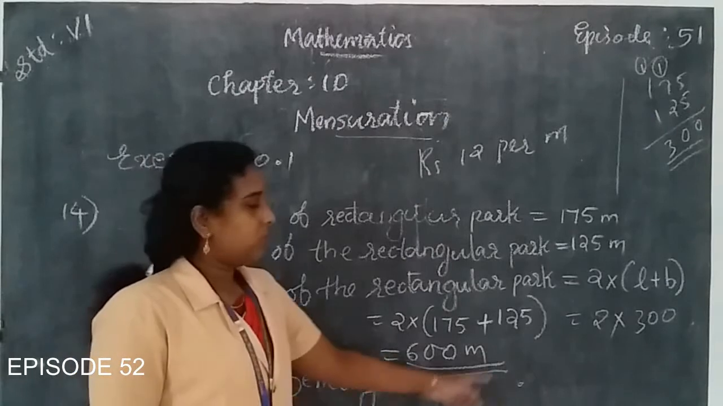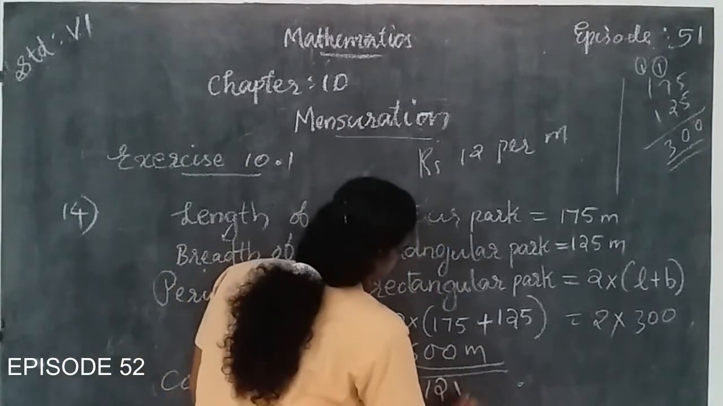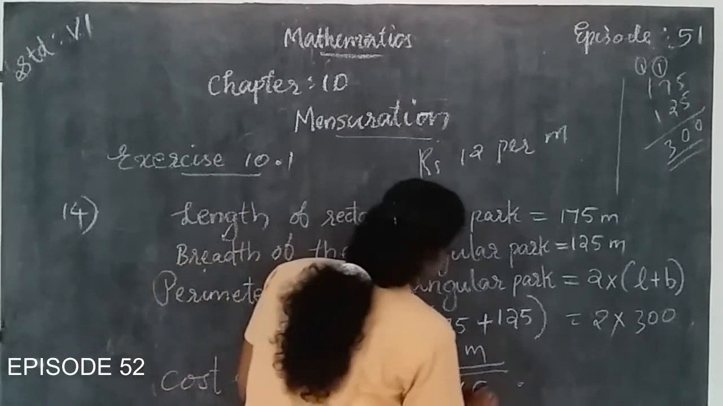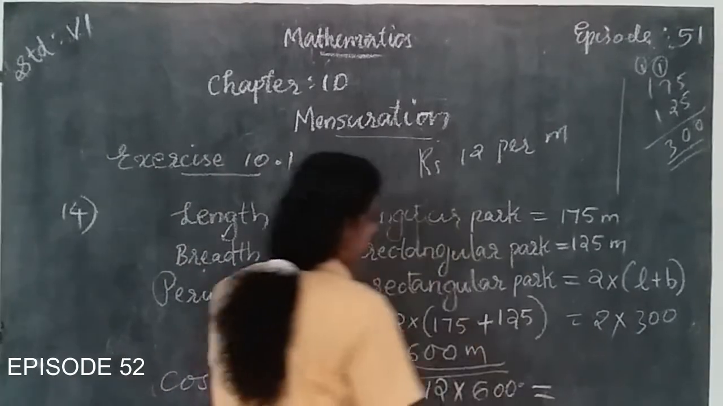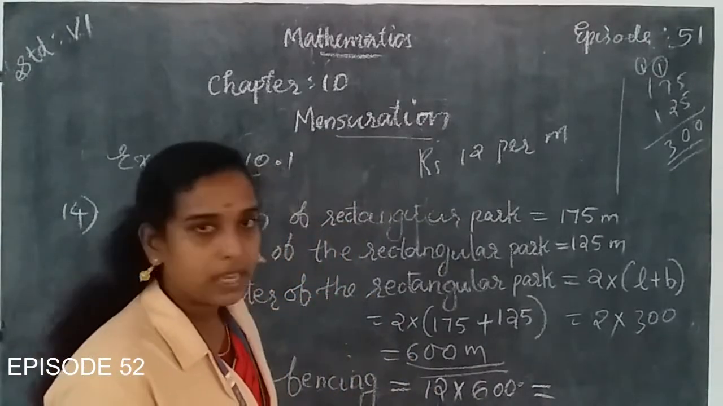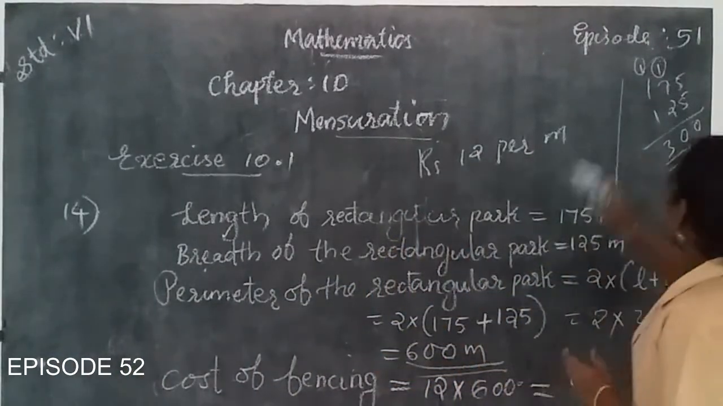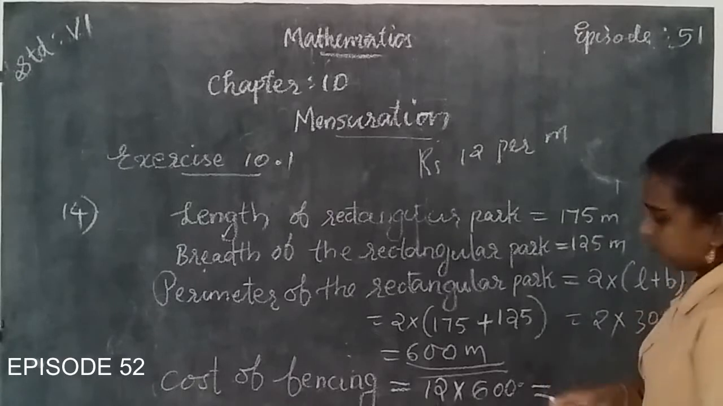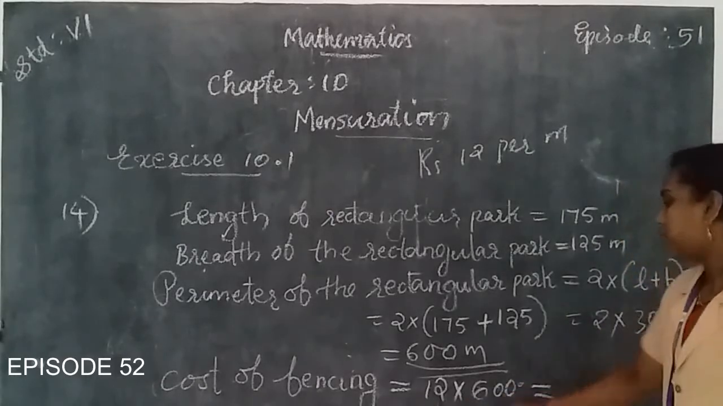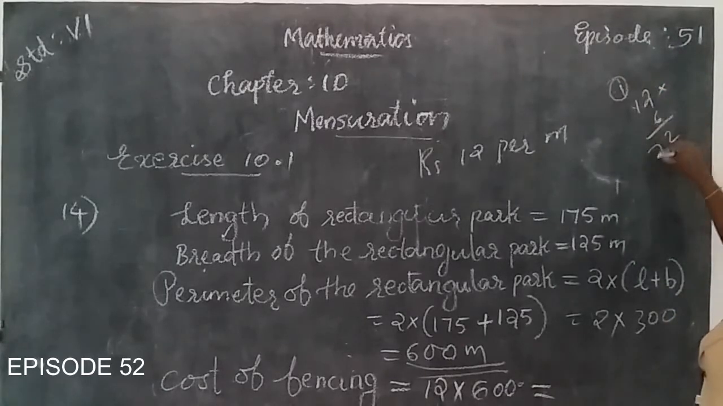Cost per meter into perimeter of the rectangle. So cost per meter is 12 into perimeter 600. 12 into 600, we get 7,200. You just multiply 12 into 600. For a simple way, multiply 12 into 6: 6 2s are 12, remainder 1, 6 1s are 6, plus 1 is 7, then add the 2 zeros.